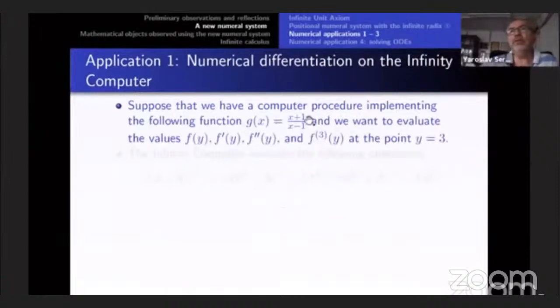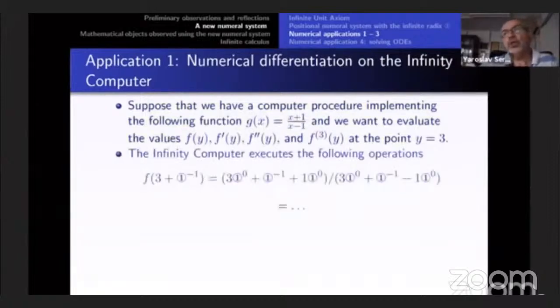What if we go to the infinity computer? On the infinity computer, the situation is different, because we can avoid using this dangerous formula. Suppose again that we have this function, represented by procedure f of x, and we would like to compute not only the first derivative, but also the second and the third derivative at the same point. In addition, we suppose that we do not know the formula. It is a black box for us.